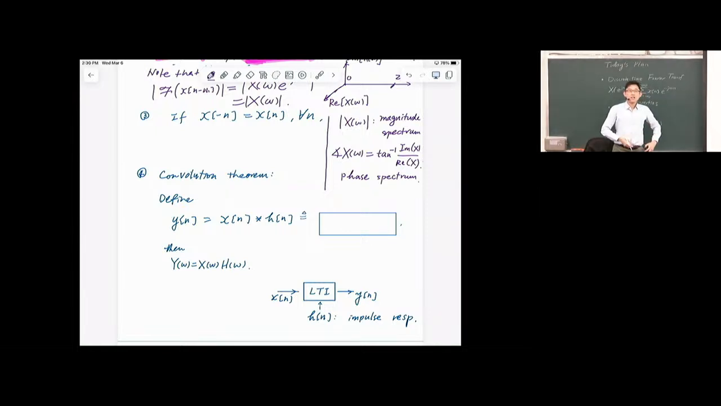Hello. Let's get back to Fourier transform.